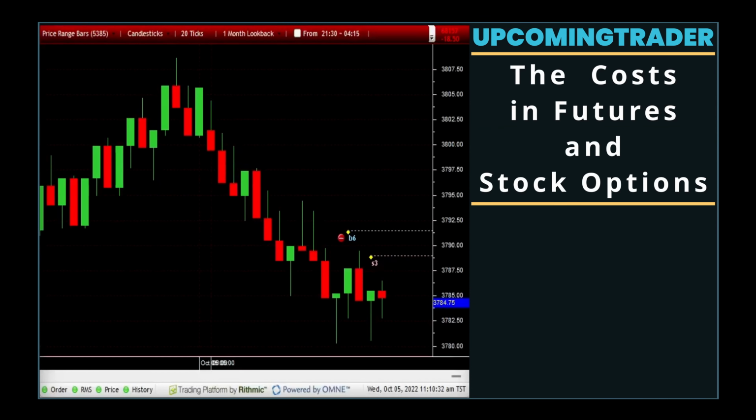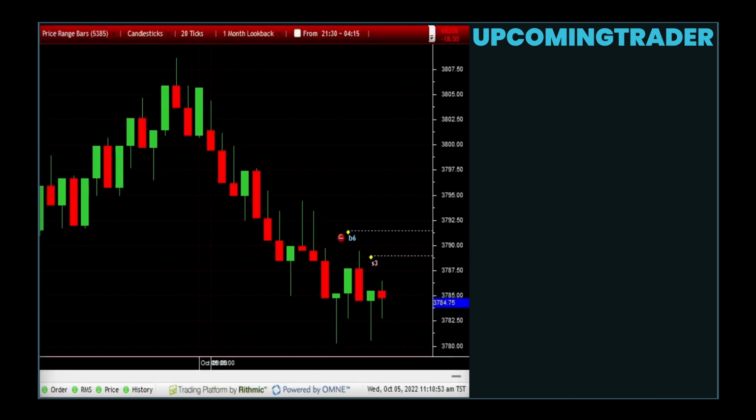Let's talk about the costs to speculate in the two markets. What are the capital requirements and costs to speculate with futures versus stock options? The initial capital requirement and cost structures vary significantly.